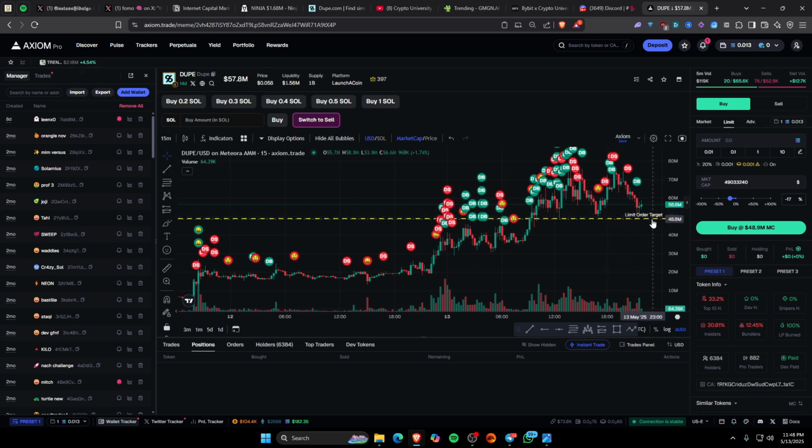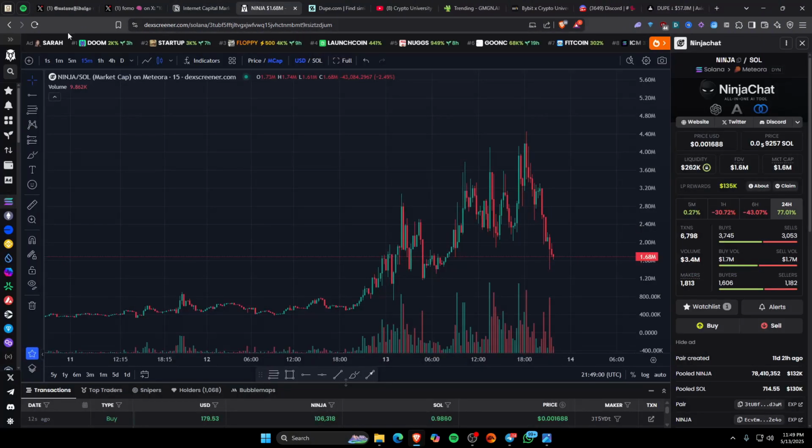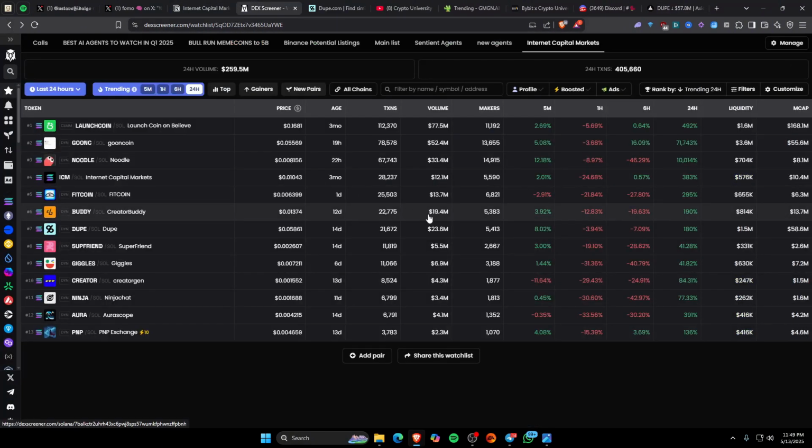As you can see, Dupe is actually holding that level. So that's insane. Again, these are all the internet capital markets coins that I do believe have the potential of doing 100x off of this new meta that we have right now, and this is where the money is going to be. So pay close attention to them, and do your own research. You might as well get into them, and you're going to make so much money off of these guys.